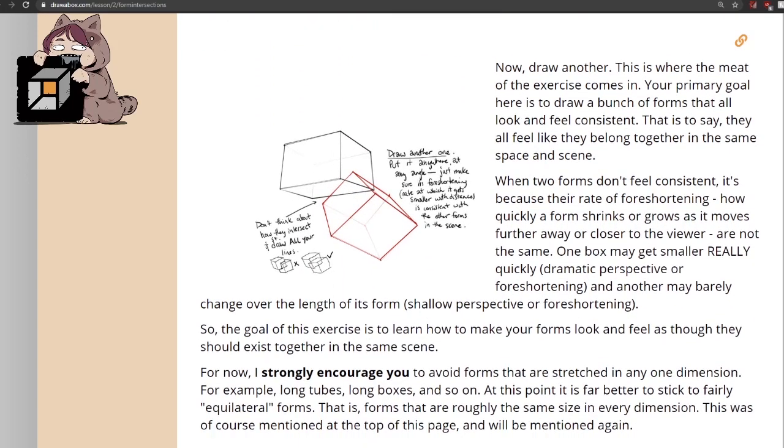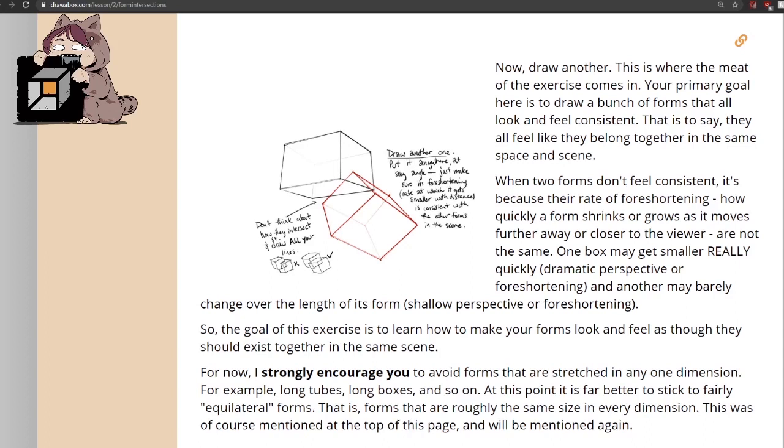So now draw another box. This is where the meat of the exercise comes in. Your primary goal here is to draw a bunch of different forms that all look and feel consistent. That is to say, they all feel like they belong together in the same space and scene.